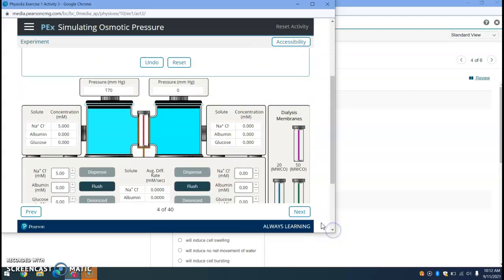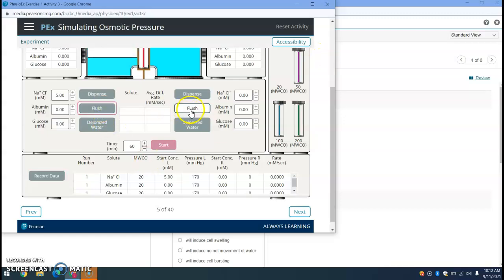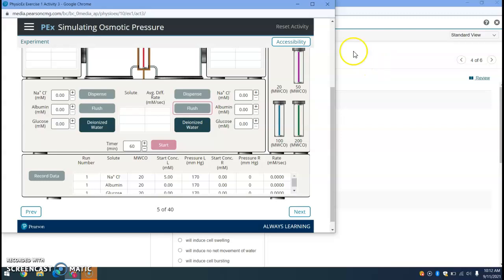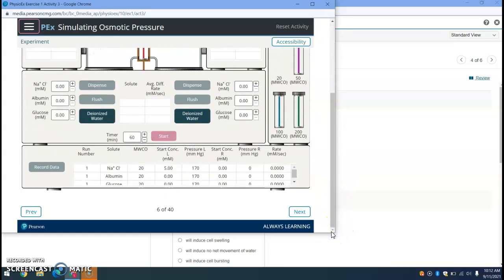And this simulated 60 minutes. Okay, I'm pretty sure you hit reset. Oh, record data. There we go. All right, and then flush. Now, it helps when you read to prepare for the next run. Okay, so let me hit next again.